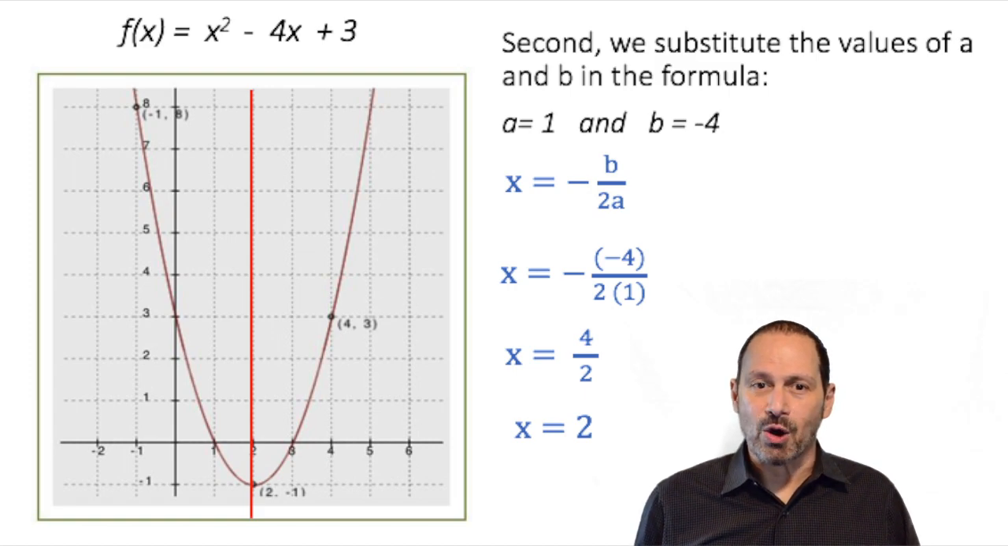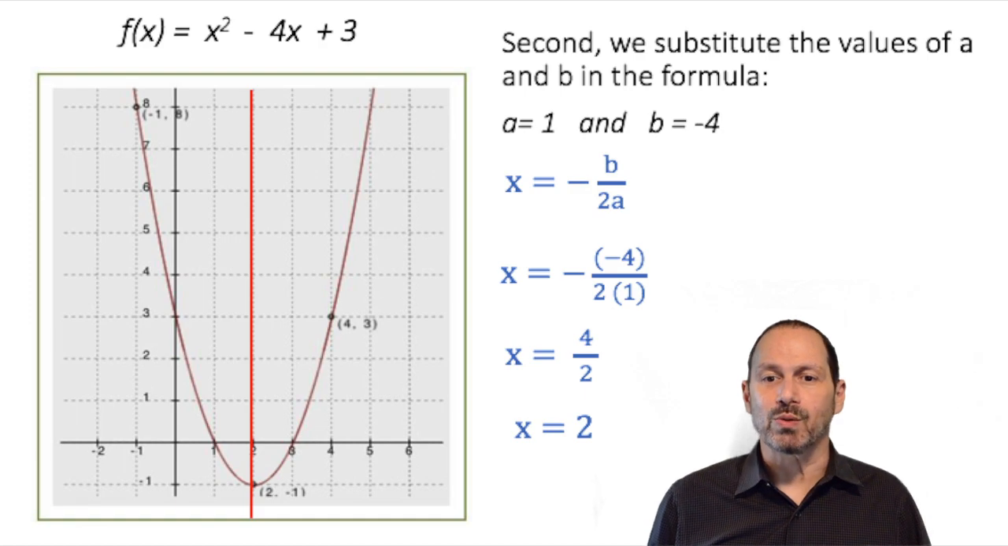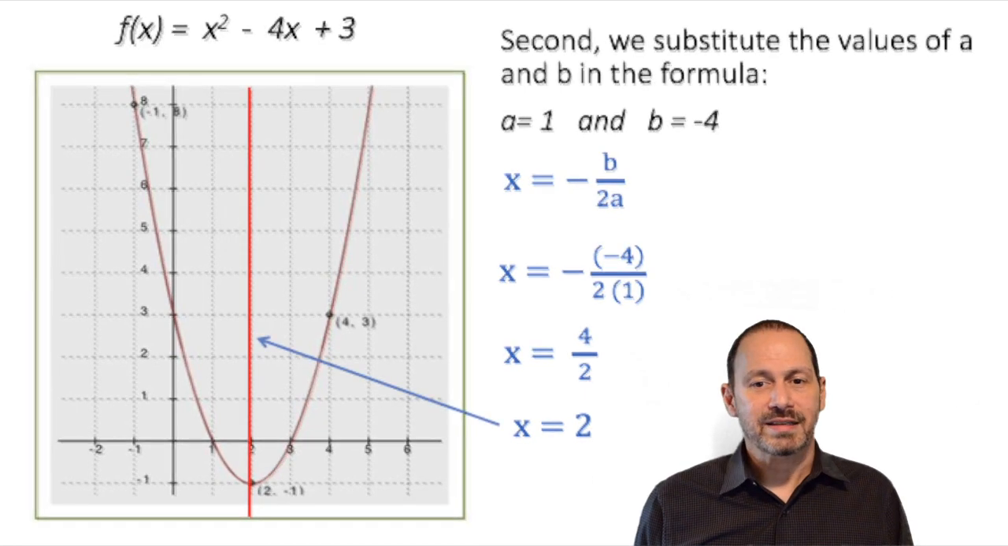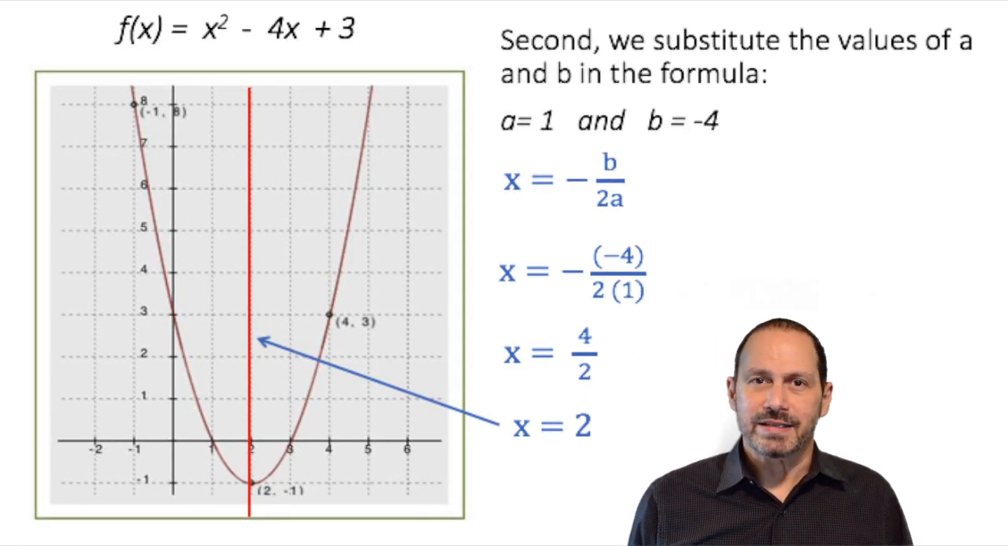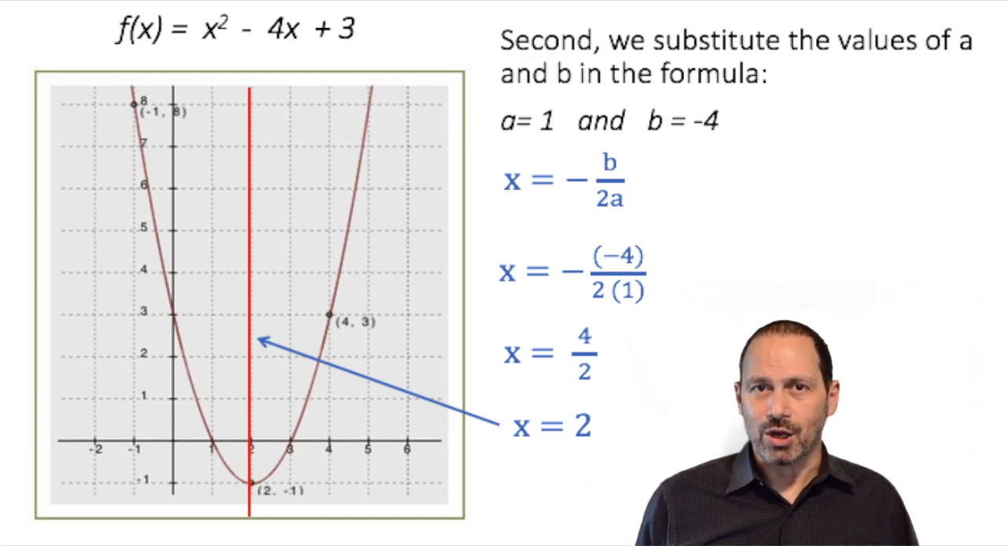Now that is the equation of our axis of symmetry. x is equal to 2, and it is a vertical line that goes through the vertex at x equal to 2.